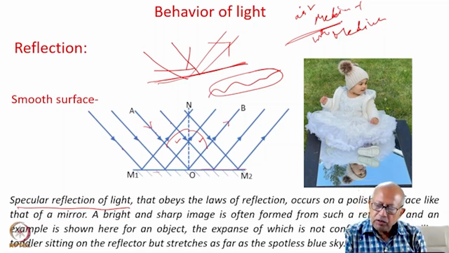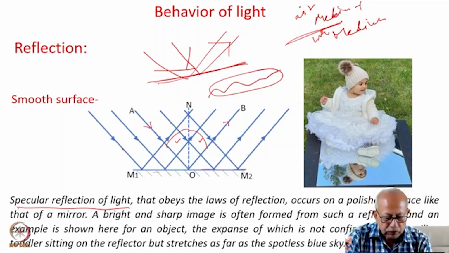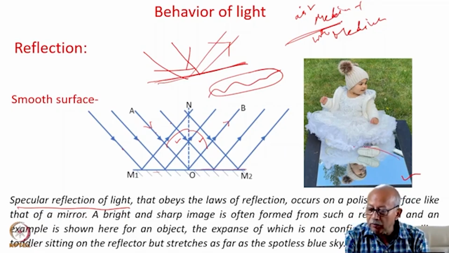And an example is shown here for an object, the expanse of which is not confined to the smiling toddler alone sitting on this reflector. This is the reflector mirror, but stretches as far as the spotless blue sky, which of course is not seen here, but the reflection of the blue sky is clearly evident on this mirror.